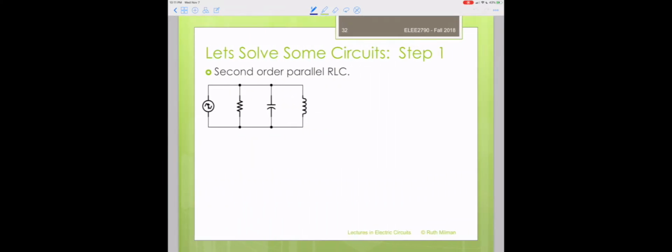In this final segment of Lecture 14, we're going to look at how to deal with some more examples, which you can then try out on your own. So, we're going to take a quick look at the second order parallel RLC circuit.